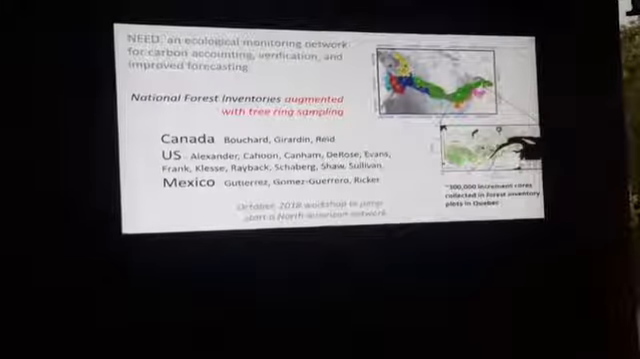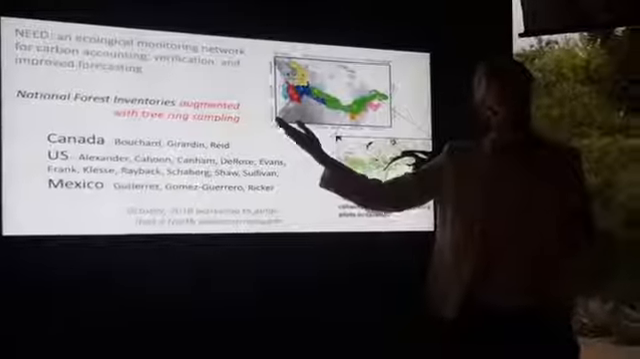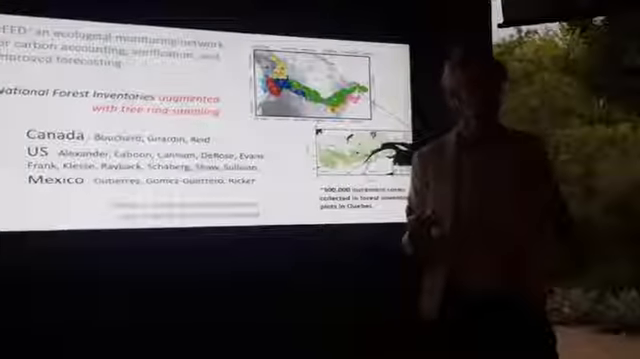So the need is for an ecological monitoring network, and we think in the Treering lab, and I'm going to credit David Frank, actually was the one to initiate the idea for a national forest inventory-based tree-ring network that would be continent-wide across Canada, the United States, and Mexico. So to augment these existing national forest inventory programs that we have by adding sampling of tree rings.